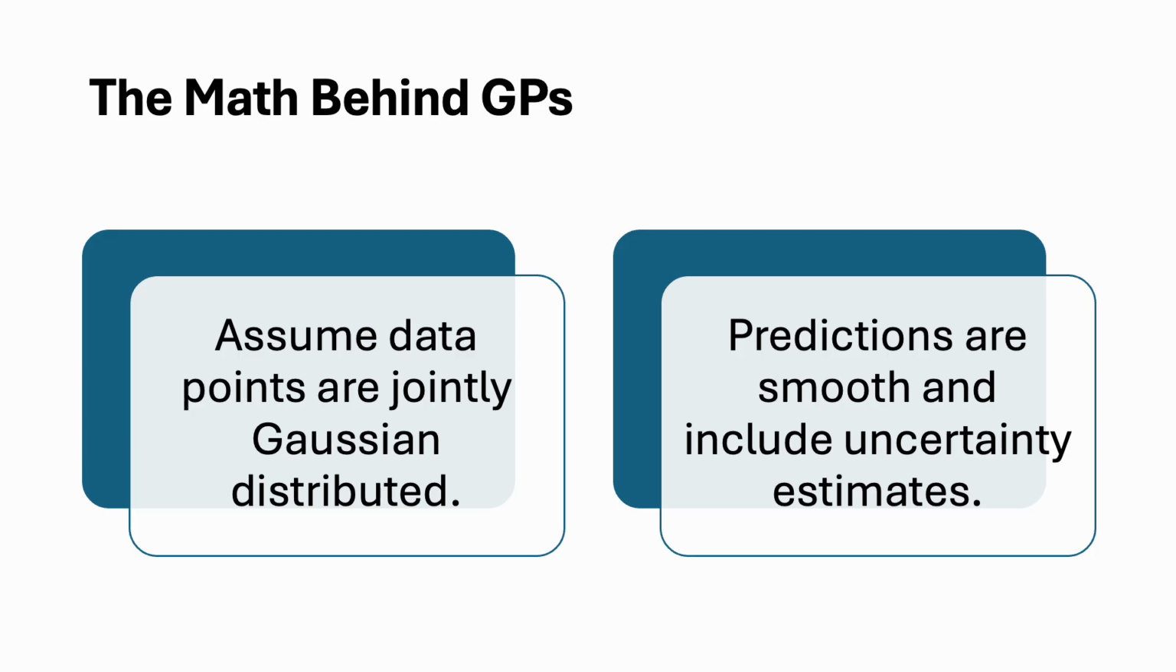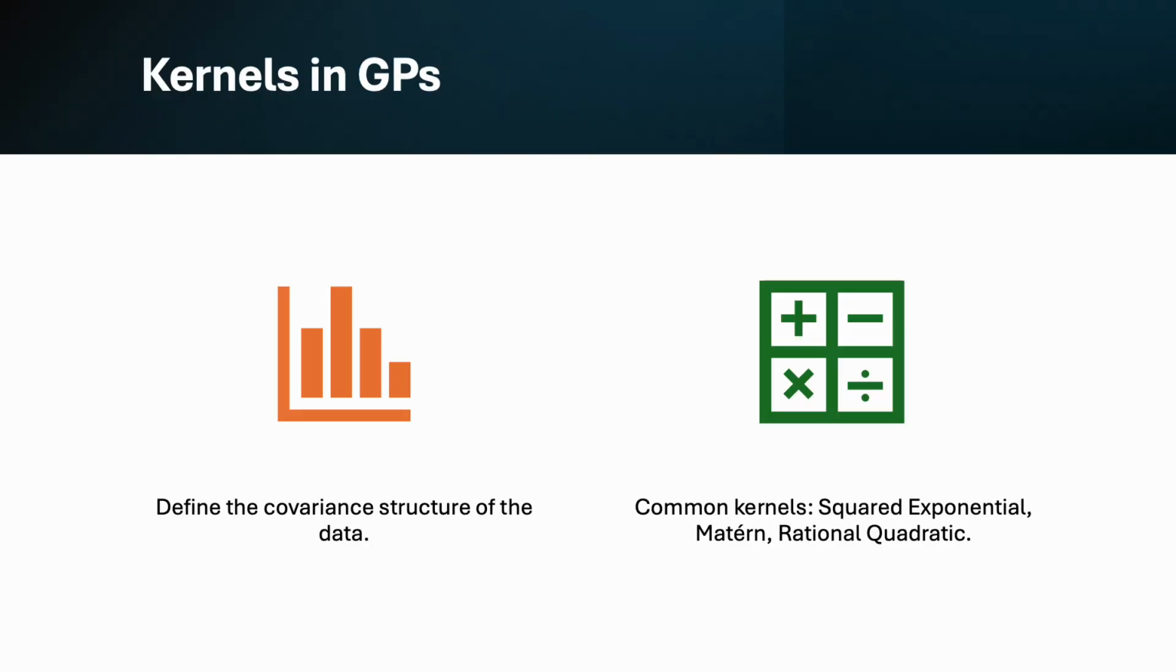The methods behind GP assume data points are jointly Gaussian distributed, predictions are smooth, and include uncertainty estimates. The kernels in GPs define the covariance structure of the data. The common kernels are squared exponential, the Matern, and the rational quadratic. I would strongly suggest you conduct a little research on these to understand a better way for you to apply the kernel's utilization in the Gaussian processes.